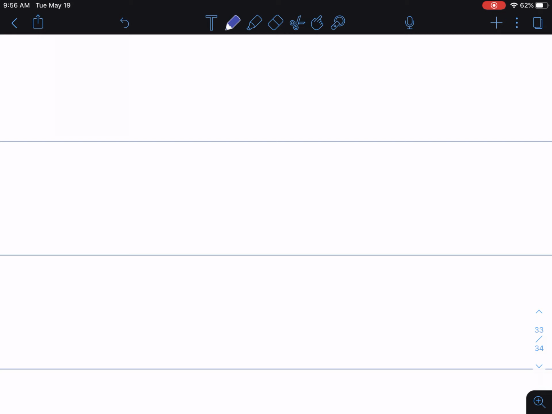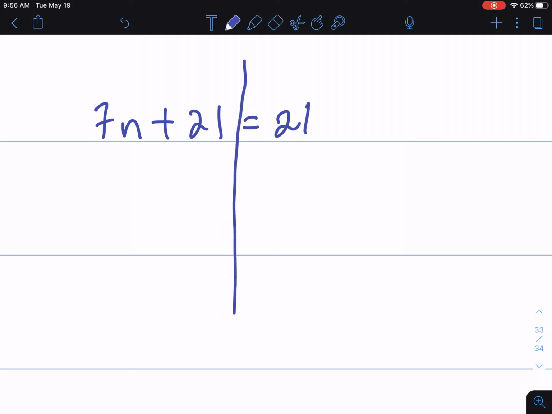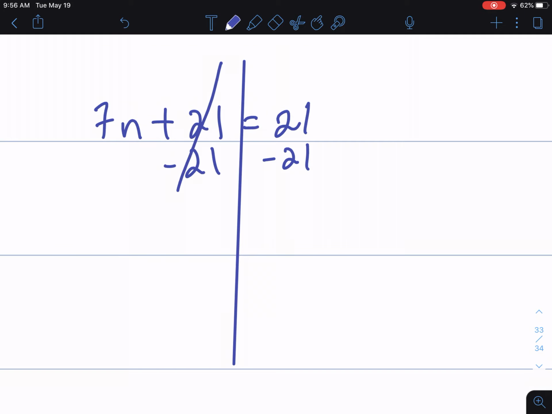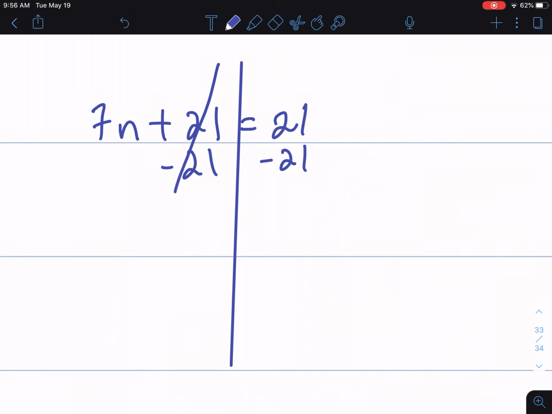I thought that looked funny. So we have 7n plus 21 equals 21. Oh, I like this one even better. Okay, draw our divider. So here we go, we've got to get rid of this plus 21 first, and the way we do that is subtract 21 from both sides. Okay, so they're going to zero out, because 21 minus 21 is 0. So bring our 7n down.